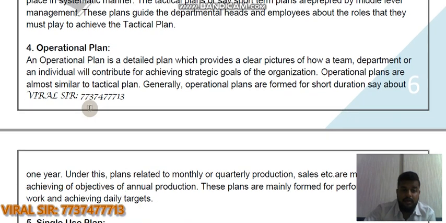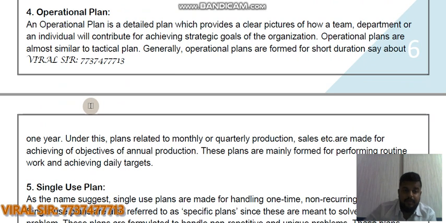Next is operational plan. An operational plan is a detailed plan which provides a clear picture of how a team, department, and individual will contribute to achieving the strategic goals of the organization. Operational plans are almost similar to tactical plans. Generally, operational plans are formed for a short duration, say about 1 year.